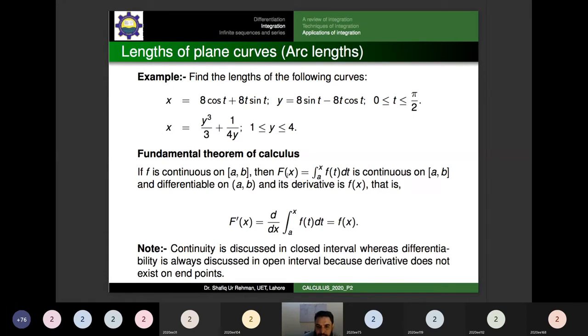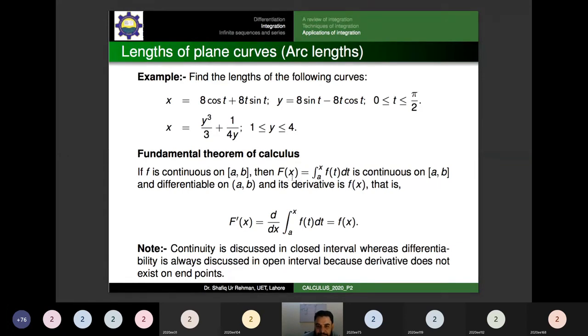We say that F, capital F, being an integral of small f, is continuous on the closed interval AB and differentiable over the open interval AB, all sorts of real values in between A and B, excluding the boundary points. This is how we describe an open interval. And its derivative is going to be f of x. That is how you describe this one.